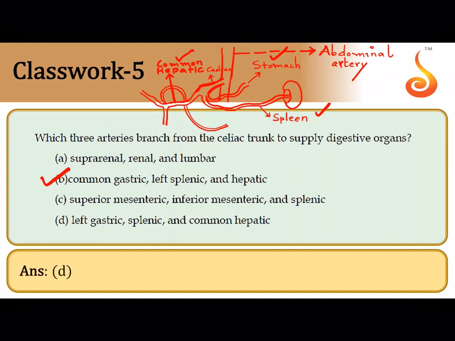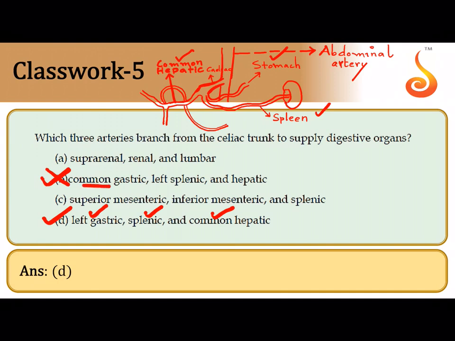I'm very sorry. Here is the correct answer: left gastric, because the stomach is on the left side. Splenic, and just now I mentioned common hepatic. So please make this correction. The correct answer is left gastric. It is not common gastric.